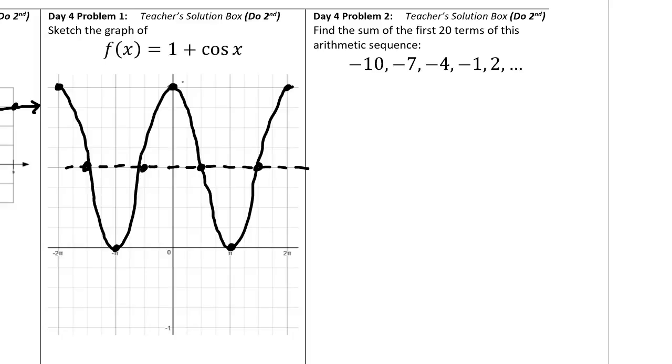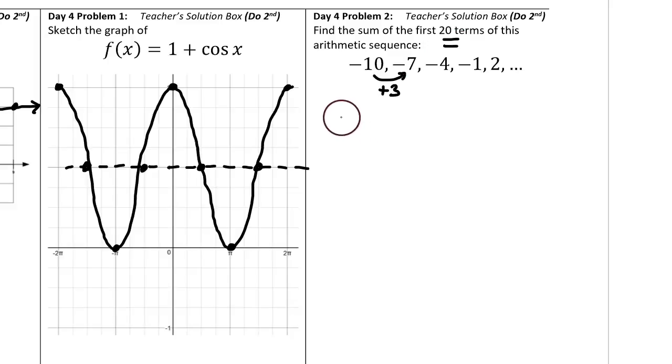Now, day 4, problem 2. Find the sum of the first 20 terms of this sequence. The rate of change from term to term is to increase by 3 units. We know the first 5 terms, but we don't know the 20th term.